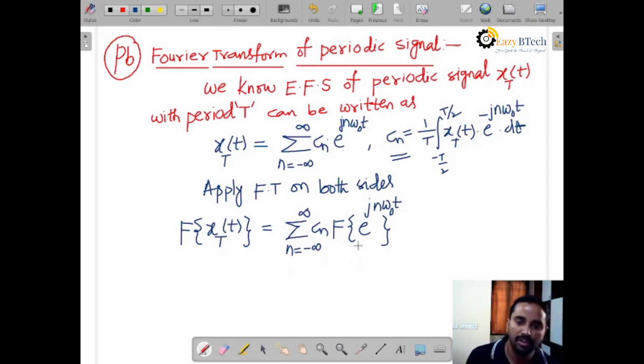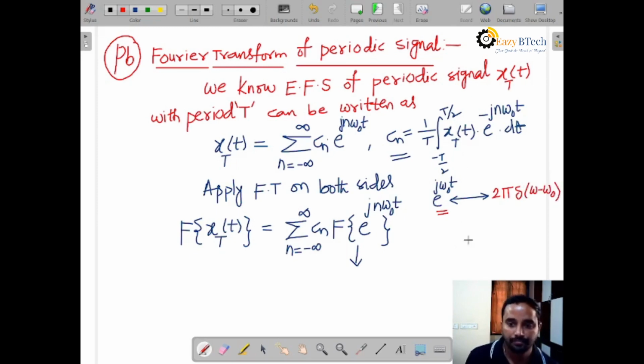So what is the Fourier transform of this? That is the question now. Already we discussed the Fourier transform of e power j omega naught t. What is the Fourier transform of e power j omega naught t? By the frequency shifting property, it is 2 pi del of omega minus omega naught.